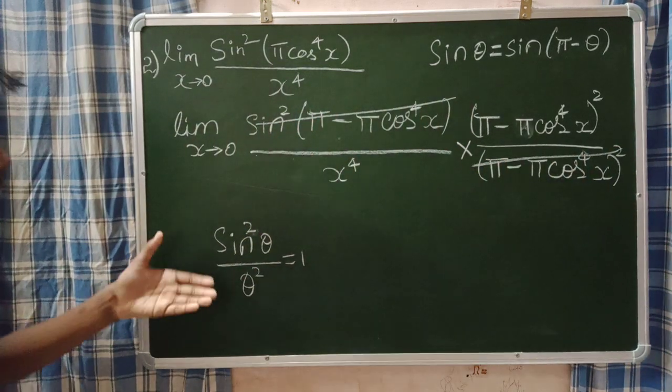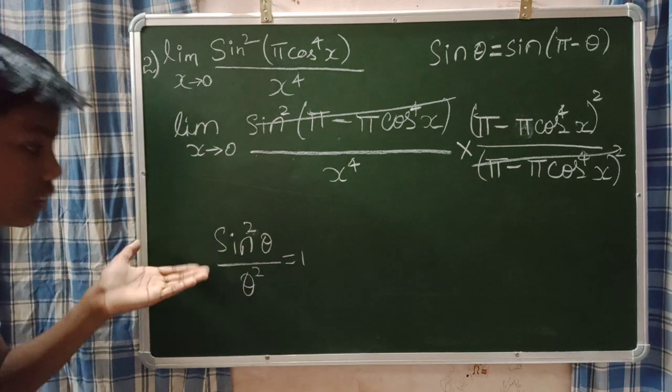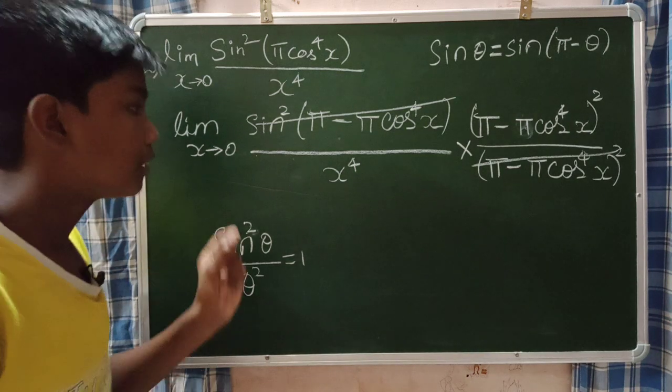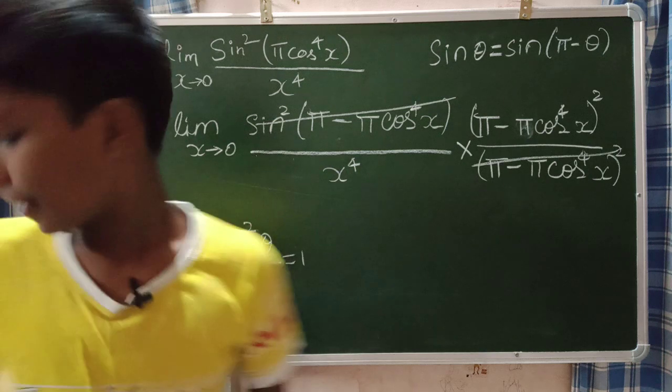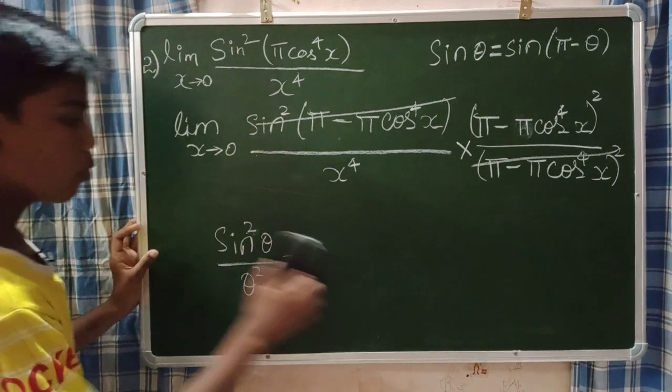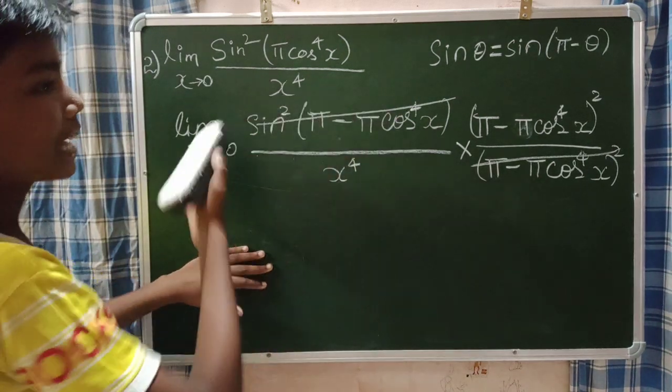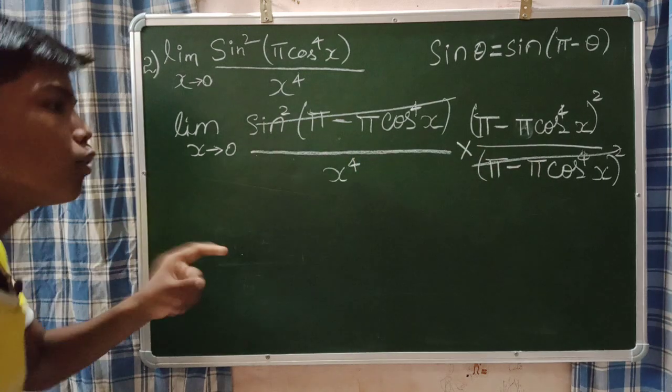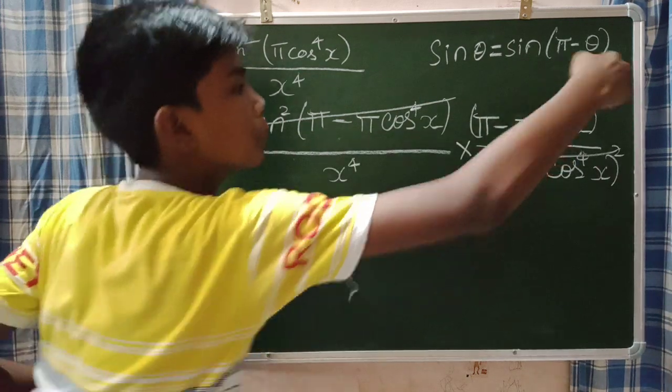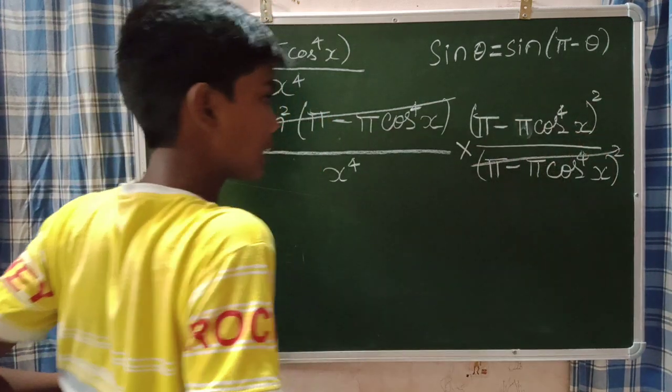How? By this formula: sine square divided by theta square will be equal to 1. Remember forever guys. So now I cancel this out, that means when you cancel it becomes 1. Now guys, pi minus pi cos to the power of 4x whole square divided by x to the power of 4 remains.